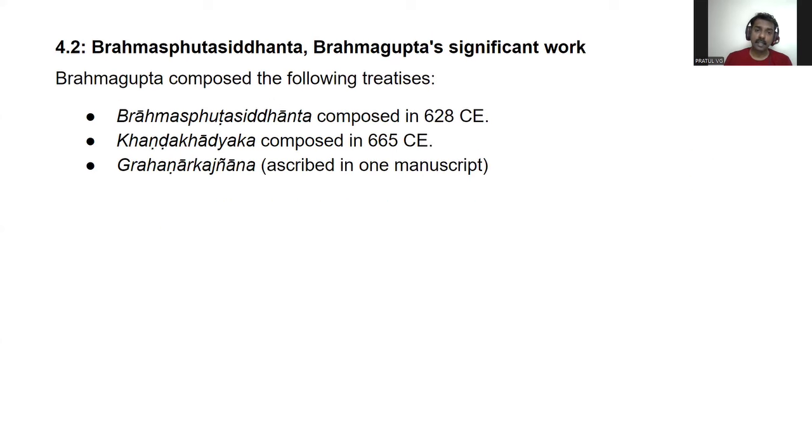Brahma Sphuta Siddhanta is Brahmagupta's significant work. It is composed of the following three treatises: Brahma Sphuta Siddhanta, which was composed in 628 CE, Khandakhadyaka, composed in 665 CE, and Grahanarkajanana, ascribed in one manuscript.